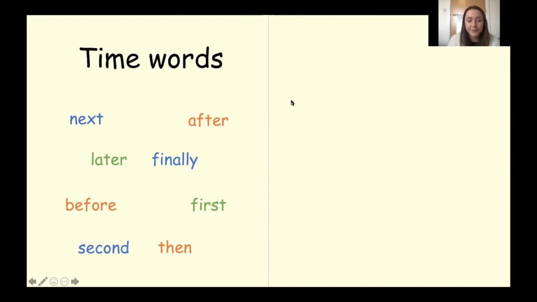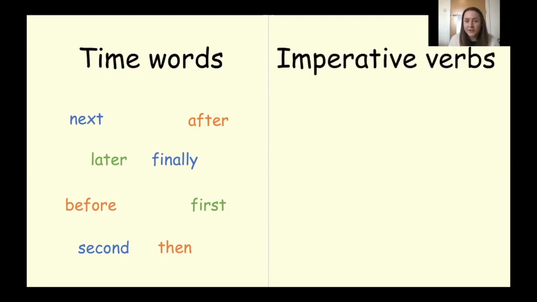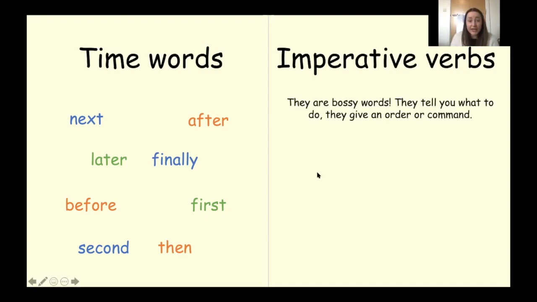And then we also need to include, as I had written on our success criteria, imperative verbs. What was that I heard you say? What are imperative verbs? Let's find out. They are really bossy words and they tell you what you need to do. So they give you an order and they tell you what you need to do. Let's find an example. Swim. It sounds bossy, doesn't it?